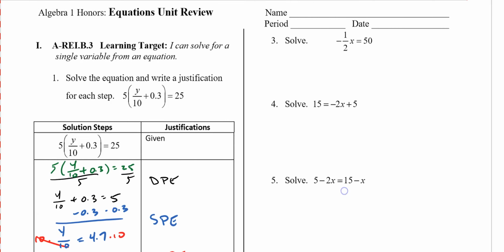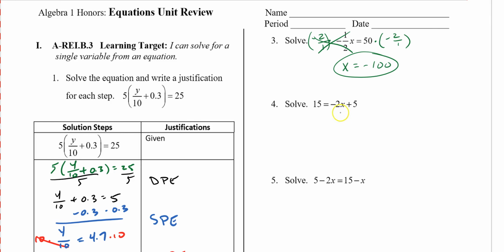Moving on to number 3, solving negative 1/2 x is equal to 50. So this is a multiplication problem because it's negative 1/2 times x. So the way we undo multiplication is with division, or in the case of a fraction, we can multiply by the reciprocal, which would be negative 2 over 1. Make sure we multiply that to both sides. So the fraction cancels out. We get x equals 50 times negative 2, which is negative 100.